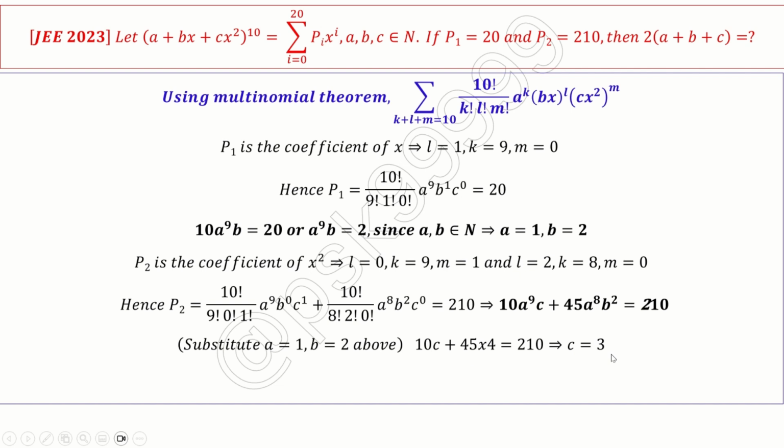Now I have my a, b, c, all values are there. a equal to 1, b equal to 2, c equal to 3. So 2 times a plus b plus c is nothing but 12. That's the answer. Next.